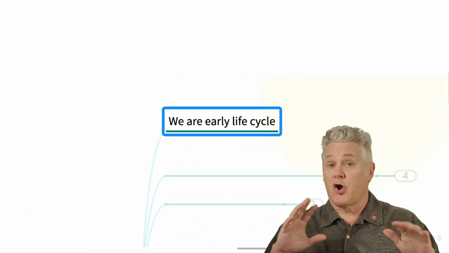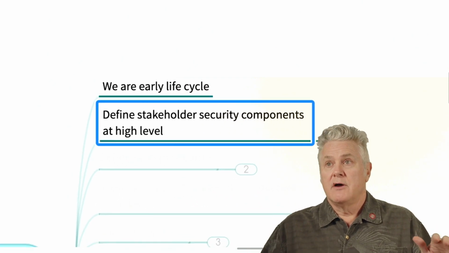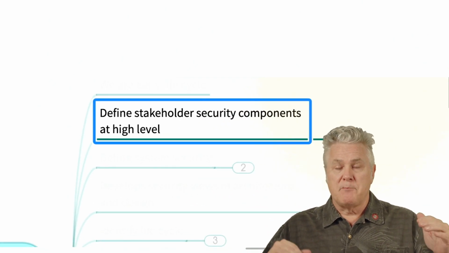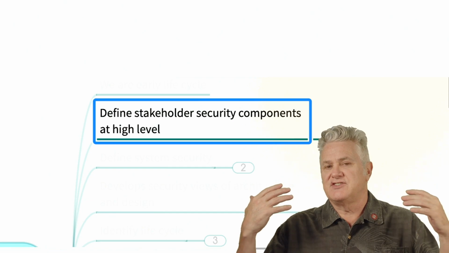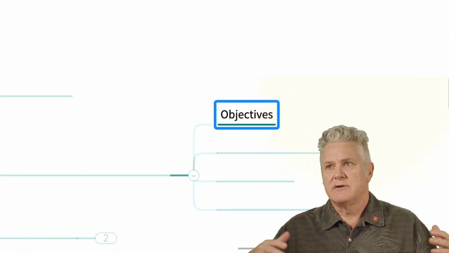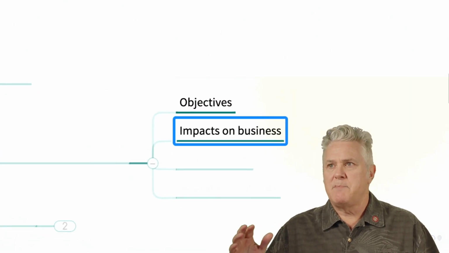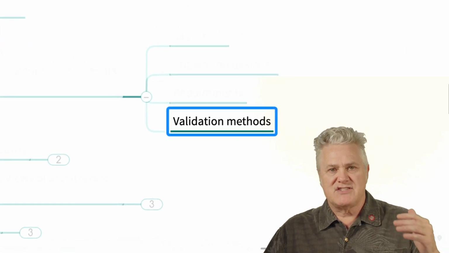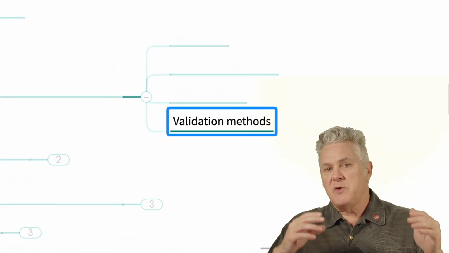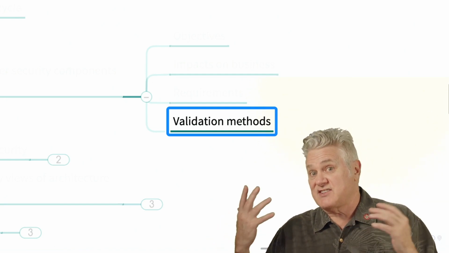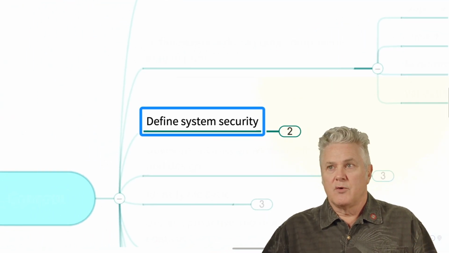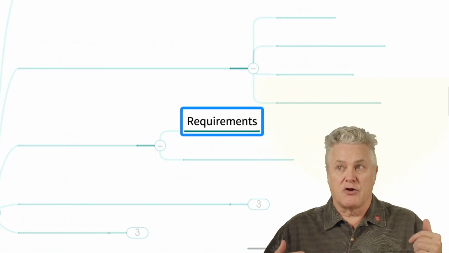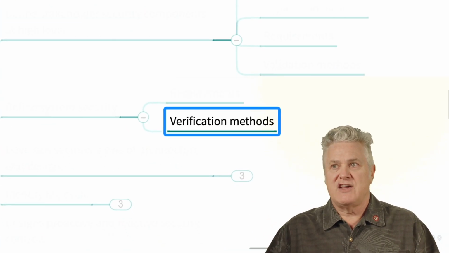Okay, so we're early in the life cycle. We're going to define the stakeholder security components at a high level. This is design best practices. We're going to look for the objectives, the impacts on business, the requirements, and the validation methods that we're going to put in place. How do we know that we got success? That's what we're asking. We're going to define the system security, the requirements, and the verification methods.